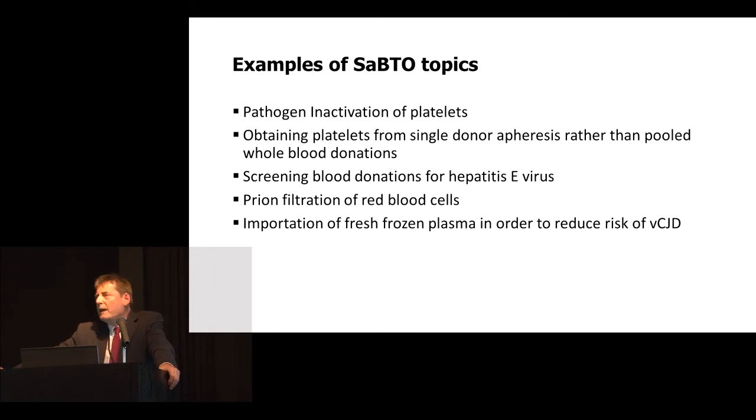Well, for example, making platelets safer. So pathogen inactivation of platelets, or instead of obtaining platelets from a pooled blood donation, where we pool the blood donations of 4 donors and extract the plasma, you could, through apheresis, extract the plasma from a single donor. And the implication there is there'll be less risk of transmitting any disease with a single donor, but it'll be more costly. The one we're currently exercising our mind on is screening blood donations for hepatitis E virus. We don't currently do this. Should we?